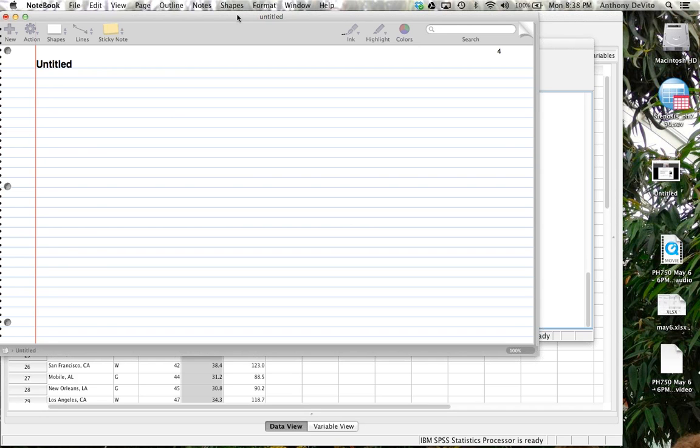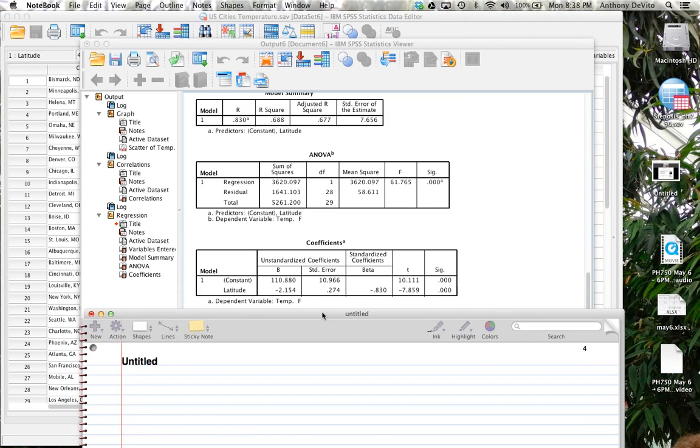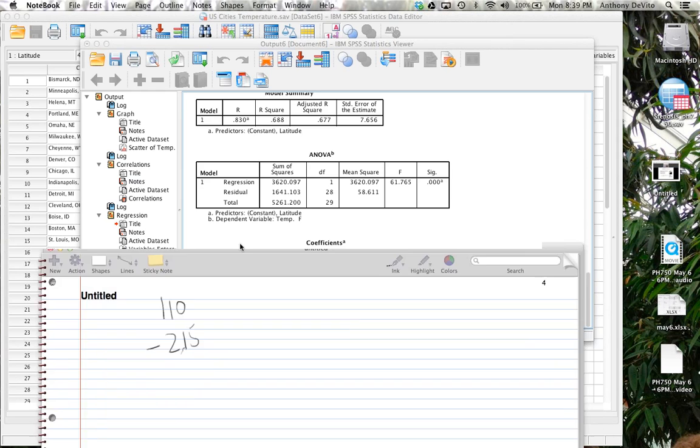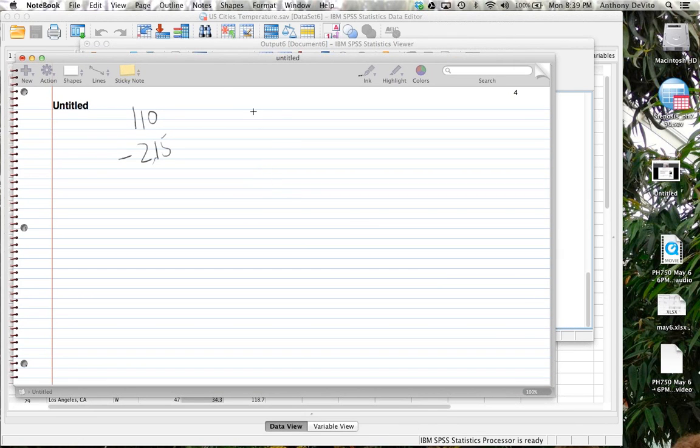Now we noticed that, let me go back and get those two numbers. Those two numbers were 110 and negative 2.15. Now I had mentioned before that you can describe any line by y is equal to. Now I'm going to go back to our early math days. Many of you have seen this formula in different forms.